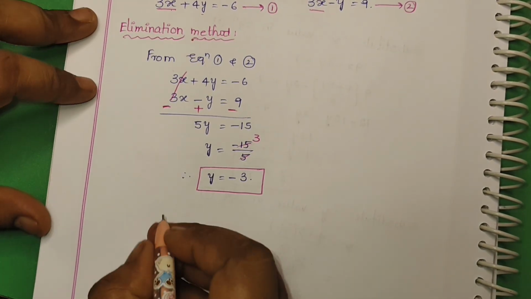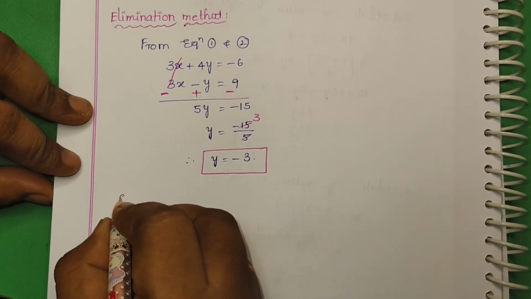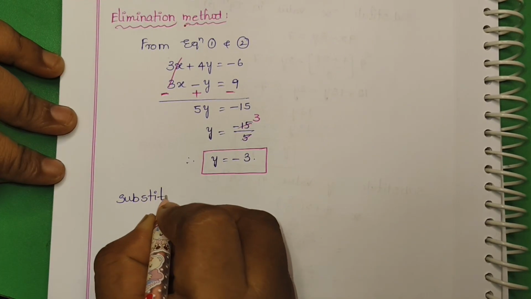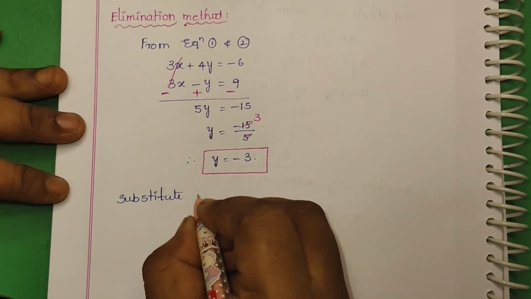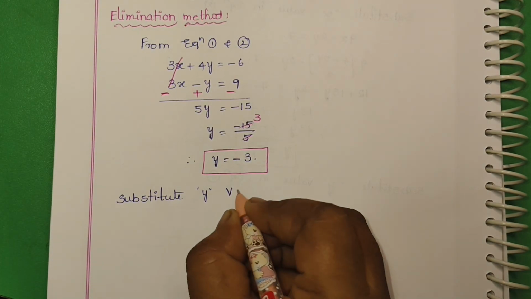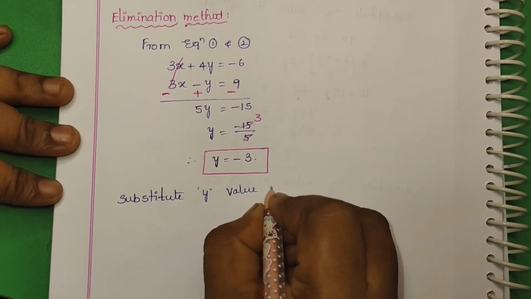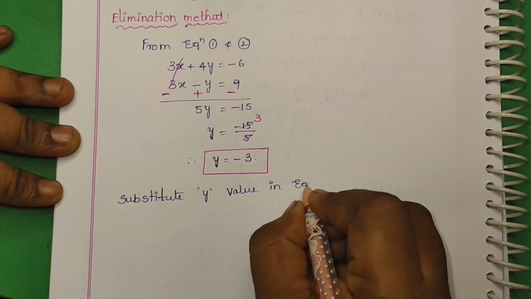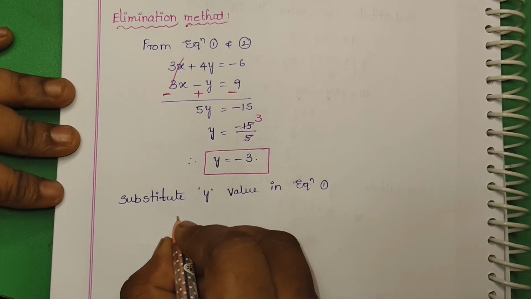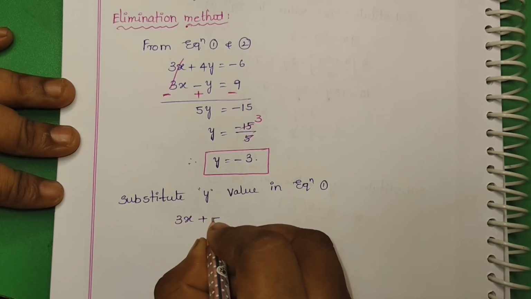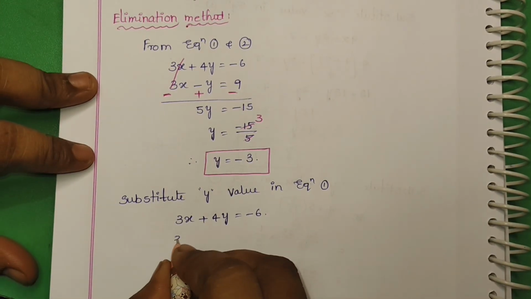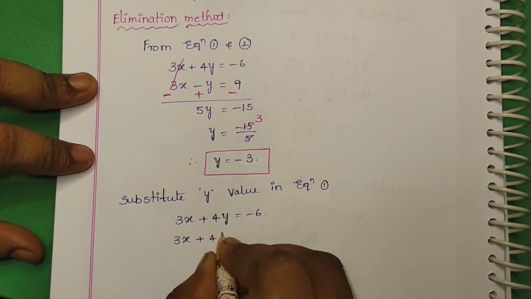Already we have one value, y is equal to minus 3, and next we have to find the x value. For that, substitute the y is equal to minus 3 value in equation number 1 or 2. Whichever equation is comfortable to you, we have to substitute the y value in that equation. Here I am considering equation number 1. First write equation number 1 again: 3x plus 4y is equal to minus 6. The value of y is equal to minus 3. In the place of y, substitute minus 3.